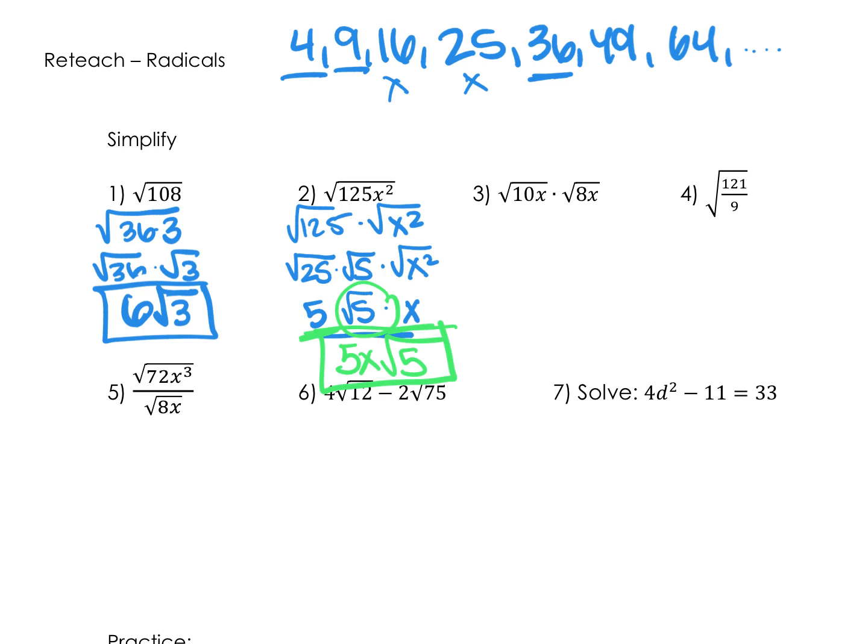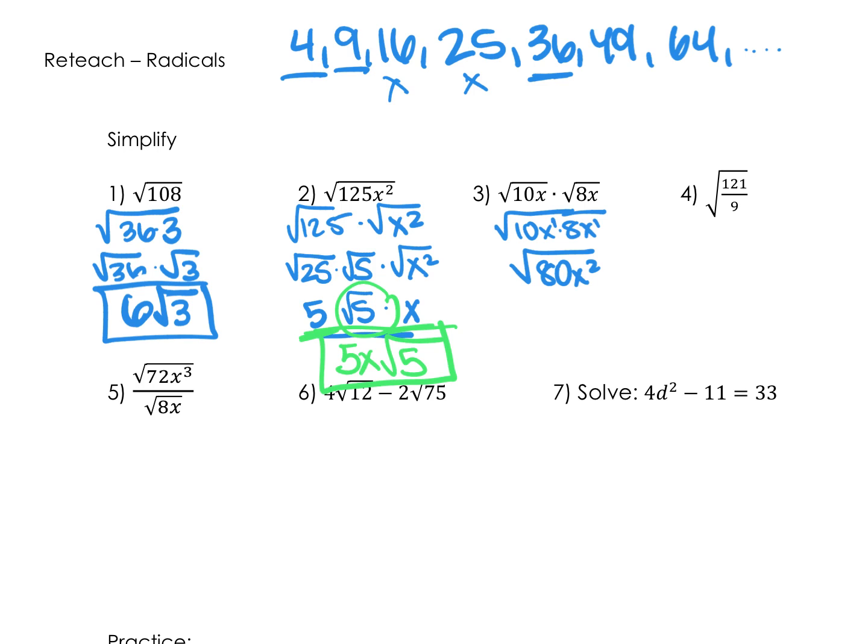So that would be our answer here. When we have multiplication for radicals, you can simplify first, but it's usually best to multiply what's under the radicals together first. So we can do 10x times 8x first. That will give us 80x squared, because we're multiplying 10 times 8. You can add the exponents, or you can just think x times x is x squared.